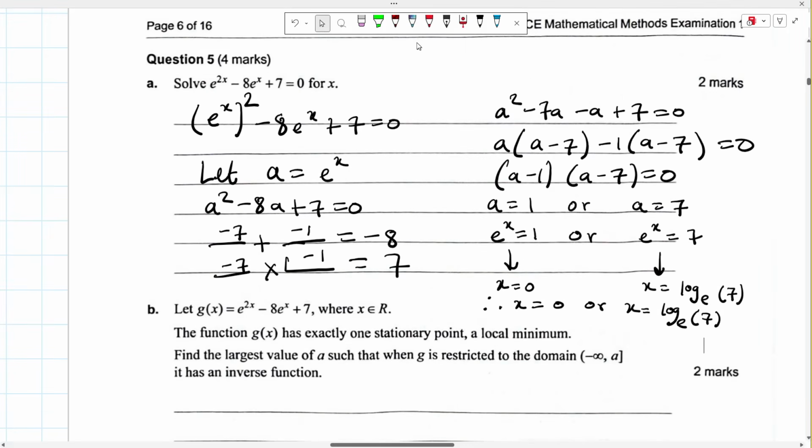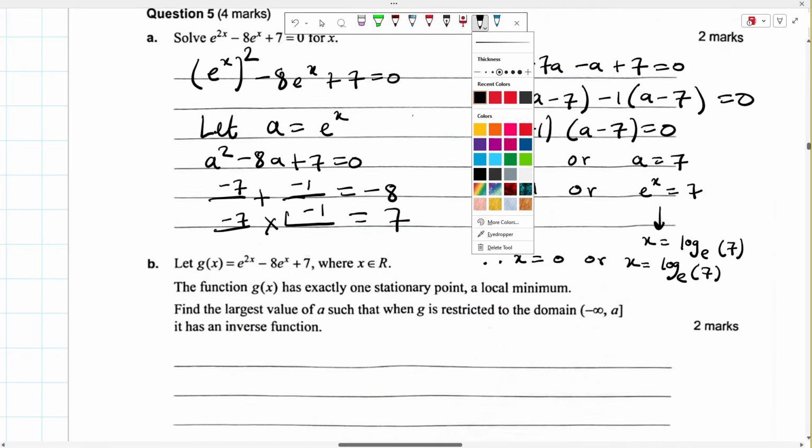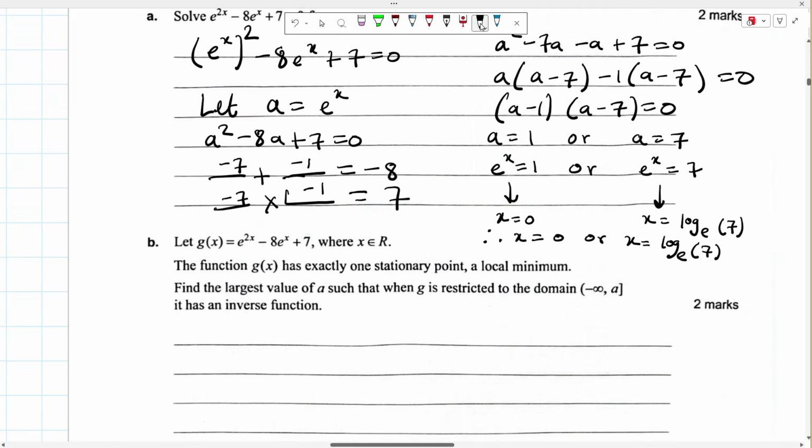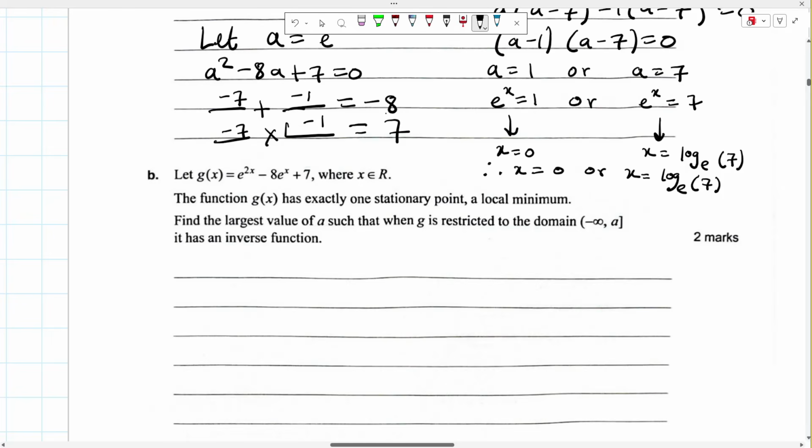Okay, let g of x be the same function defined before, where x is an element of the real numbers. The function g of x has exactly one stationary point, right? Which is a local minimum. So it might look something like this, right? Just for example.